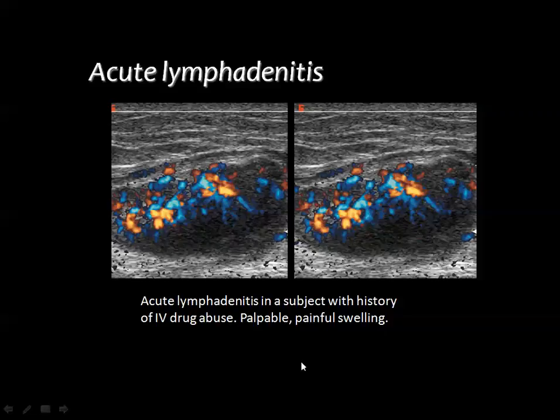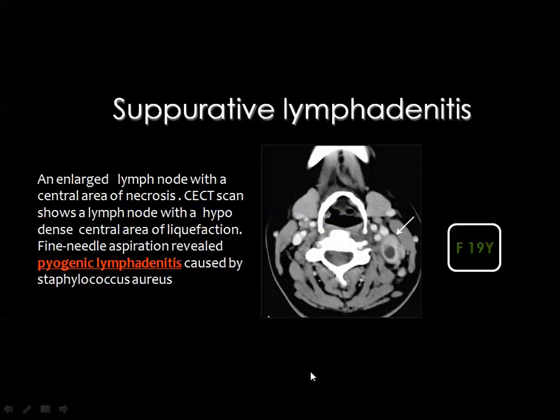By CT and MRI, you can see that the inflamed node will contain a central area of breakdown, and it will show marginal enhancement exactly similar to an abscess. And the nodes that are frequently seen like this are those of tuberculous lymphadenitis.